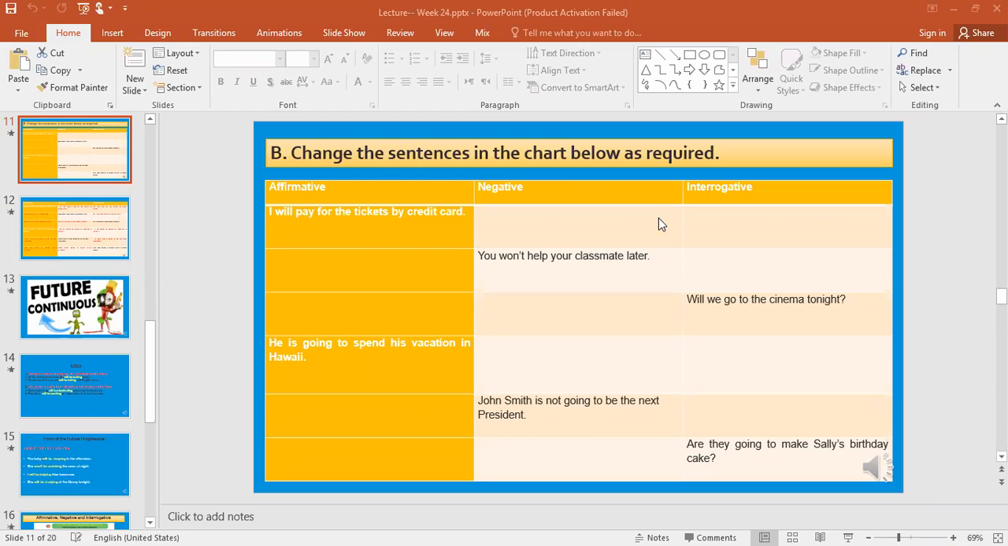The negative interrogative form. Let me choose somebody. Will you help your classmate later? Very good. Will you help your classmate later? We will go to the cinema tonight. I want the affirmative form. We will go to the cinema tonight. Very good. We will go to the cinema tonight.